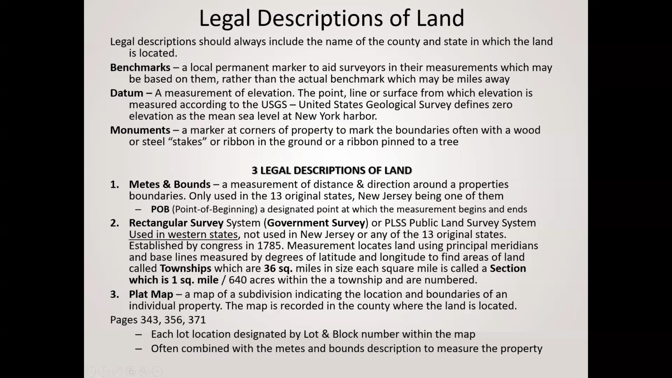A benchmark is a local permanent marker that aids surveyors in their measurements, which may be based on these markers rather than the actual benchmark, which could be miles away. A datum is a measurement of elevation. It's the point, line, or surface from which elevation is measured according to the USGS, that's the United States Geological Survey, which, if you did not know, is a department of the government that monitors our planet.